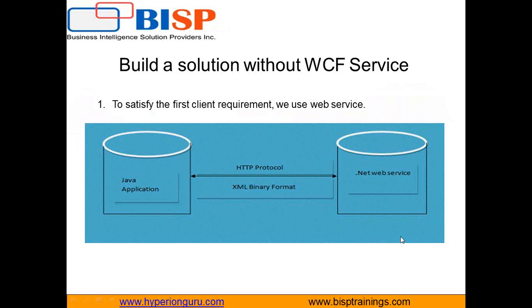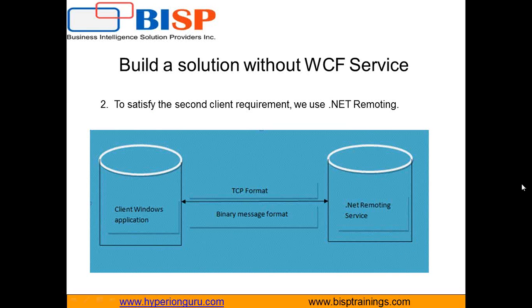Similarly, to satisfy the second client's requirement, because the second client is using a .NET application, we need to build a .NET remoting service and configure it so that it can be accessed through TCP with messages in binary format. So it means we are going to build two separate solutions if we are not using WCF services.